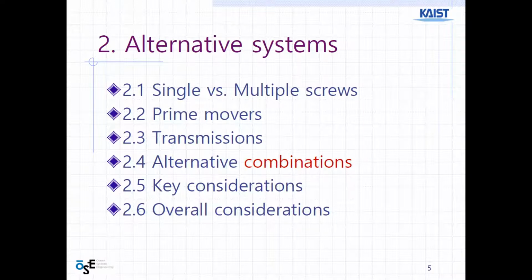This is the alternative systems: single and multiple screws, prime movers and transmission, and alternative combinations. Alternative combination is the hybrid system, a mix, for example, dual engines, and considerations and overall considerations.